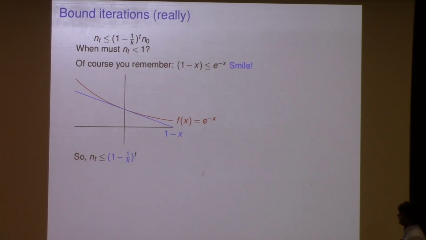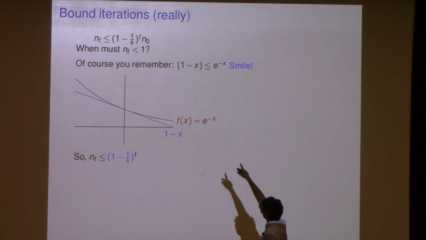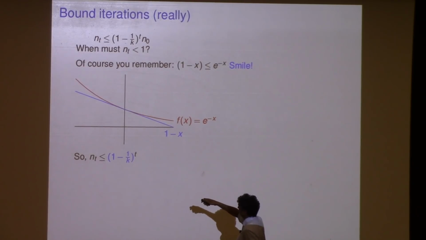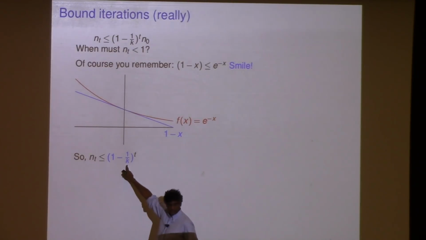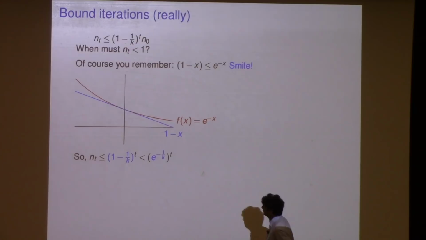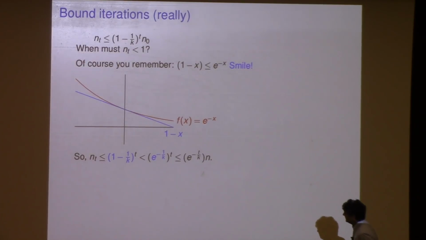But so what we're going to do is take this 1 minus 1 over k. We're going to use this inequality, 1 minus x is less than e to the minus x. And I'm just going to replace this expression by e to the minus 1 over k. Okay? And now you get this.